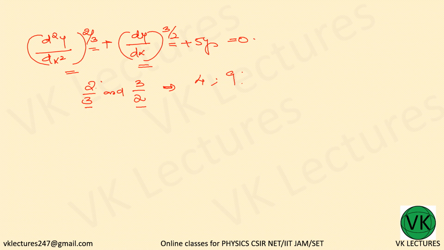Okay, so the order is 2, because of d square y by dx square, and the power, or degree, is 4. That is what we need to remember.